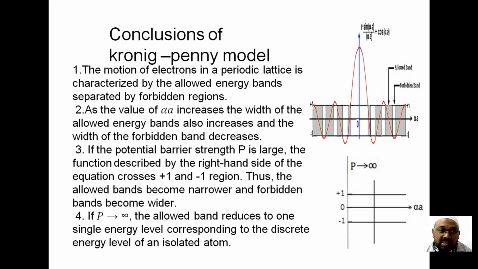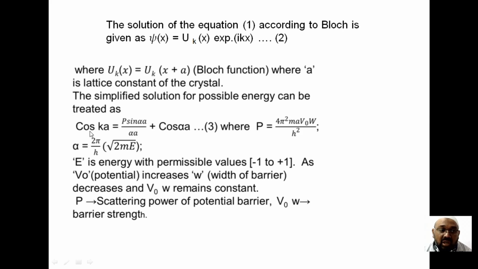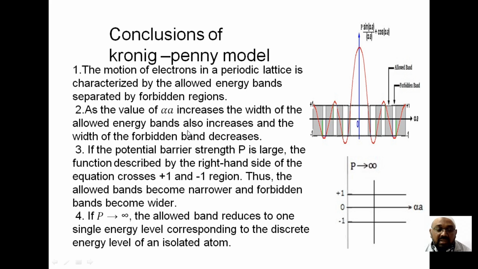You see, previously we just discussed the solution: cos k is equal to P sin alpha a by alpha a plus cos alpha a. Now, by seeing this solution, the Kronig and Penny model says something about the movement of the electron. You can see the schematic figure here also. So, the movement of electron in a periodic lattice.